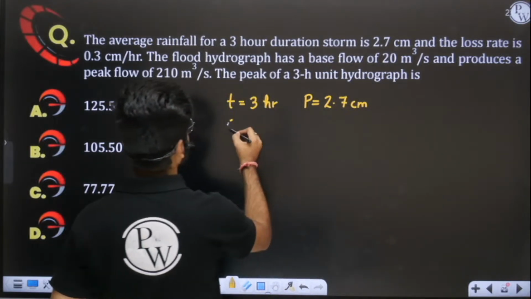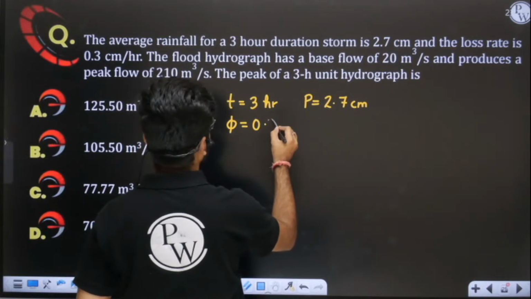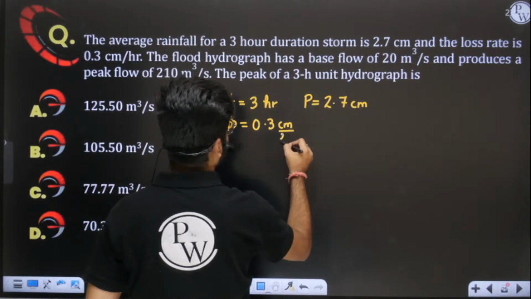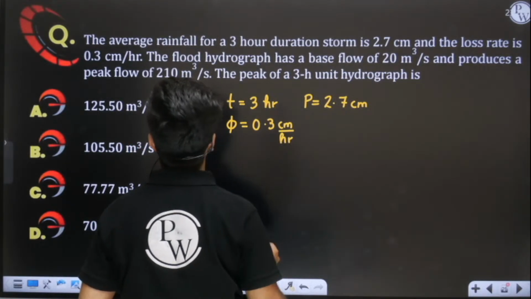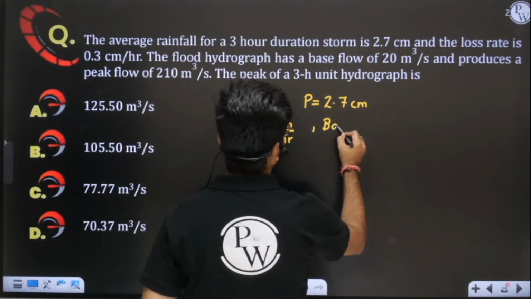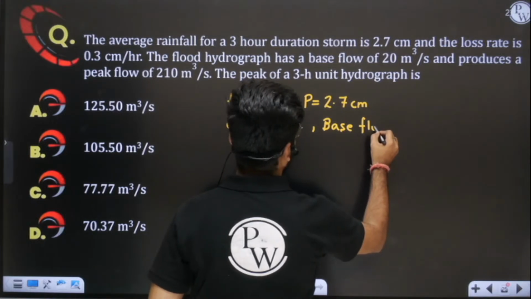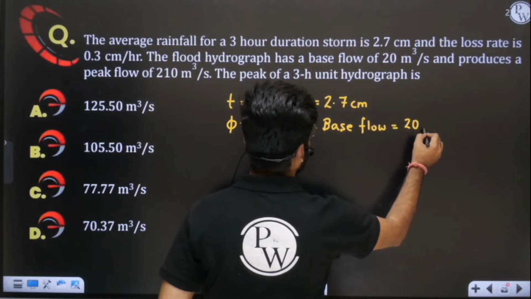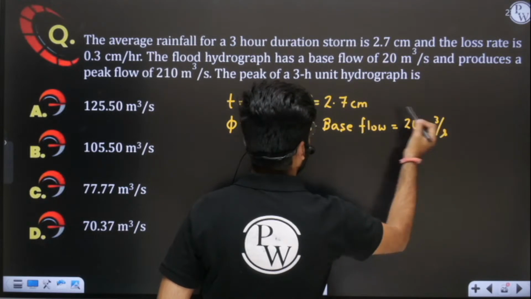Loss rate is how much? 0.3 centimeter per hour. The flood runoff hydrograph has a base flow of, so base flow is how much? Base flow is 20 meter cube per second. So everything is given to you.